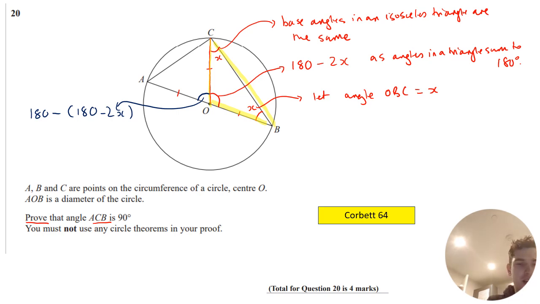Now you need to be careful here. When you collect like terms here, 180 minus 180 is just 0, but I've got minus negative 2x, which is the same as 2x. So that angle here is 2x. A reason for that: angles on a straight line sum to 180 degrees.